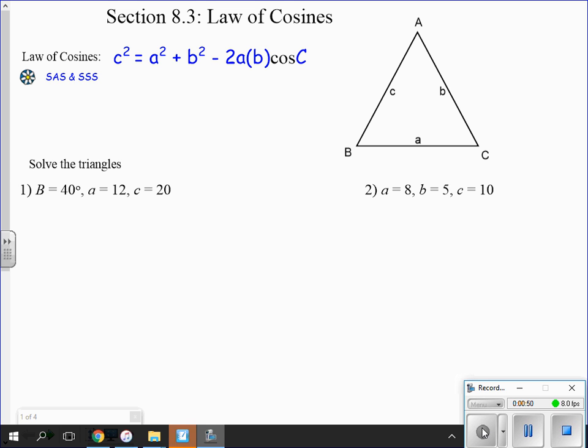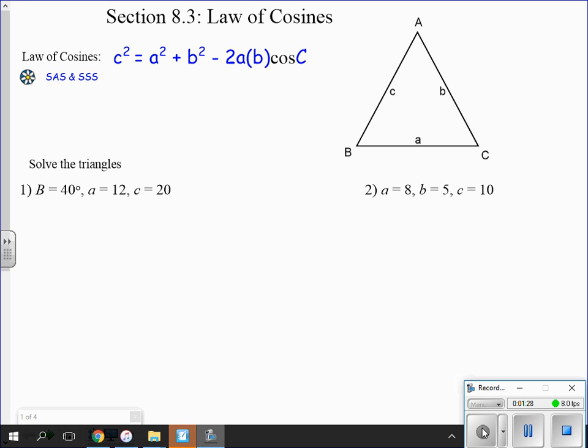The law of cosines is much, much more complicated than the law of sines. The side length c squared is equal to the square of side length A plus the square of side length B minus 2 times A times B times the cosine of angle C. Much more complicated. As you might guess, this is derivative of the Pythagorean theorem. Okay, that's where part of this comes from. It is a much more complicated one.